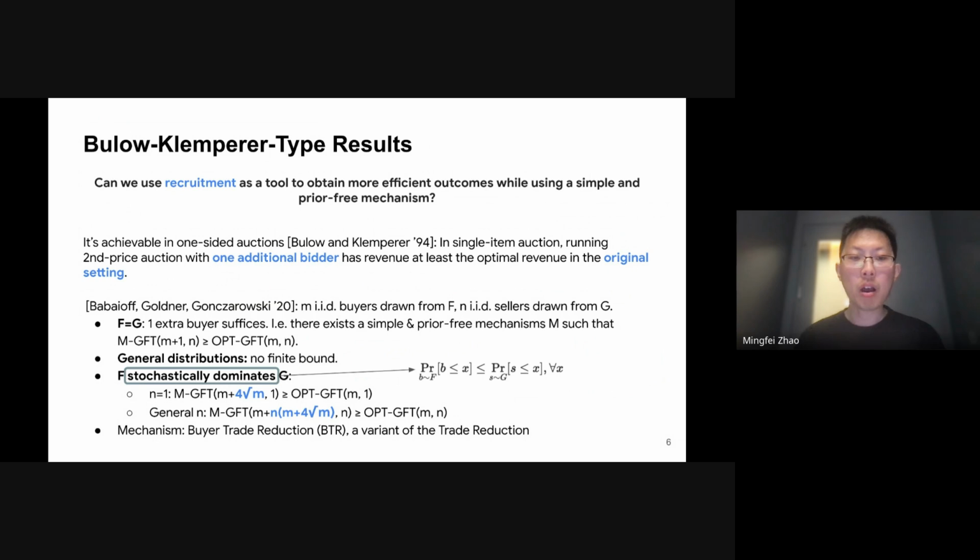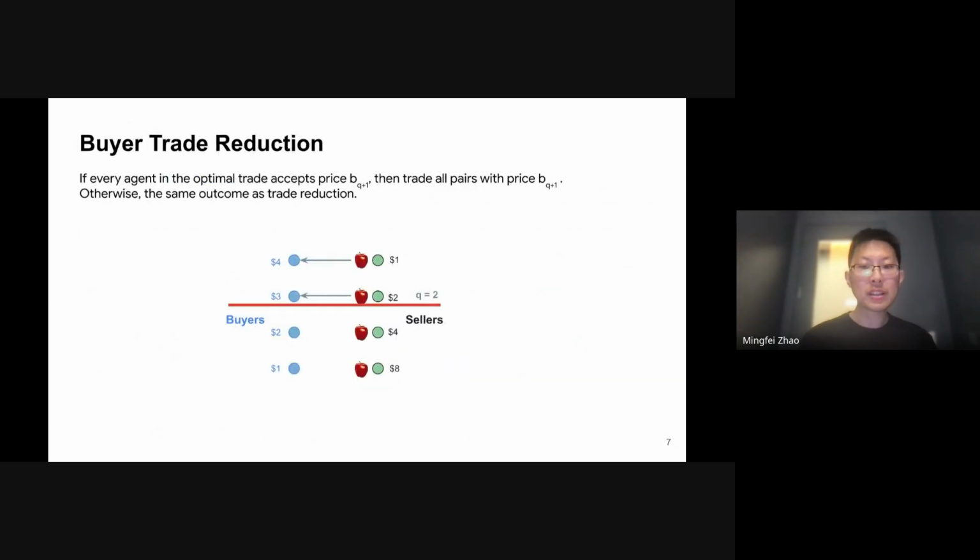The mechanism they use is called buyer tree reduction, which is a variant of the classic trade reduction. The only difference is that instead of always removing the last pair, you consider the value of the next untraded buyer. In this case, it was $2. And you see if every agent accepts this price. If every agent accepts this price, you use this price to trade all the Q pairs. Otherwise, the mechanism has the same outcome as trade reduction. So one immediate thing is that this mechanism achieves gains from trade at least as good as the classic trade reduction, because sometimes it does not have to remove the last pair.